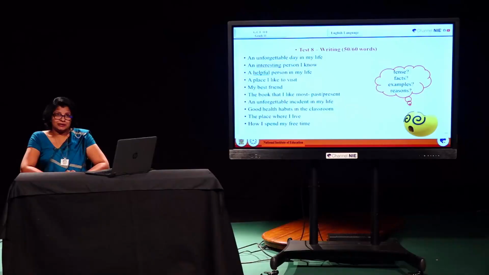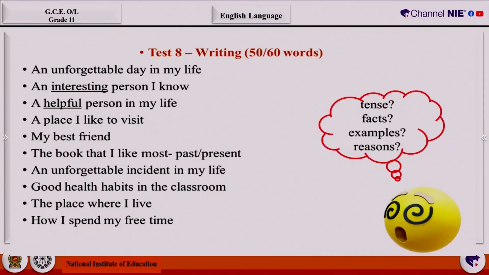Dear students, when we come to test number 8, we have to be very careful about certain things before we start writing this answer. For example, look at the first topic again. An unforgettable day in my life. Right. We are going to write about an unforgettable day in my life.